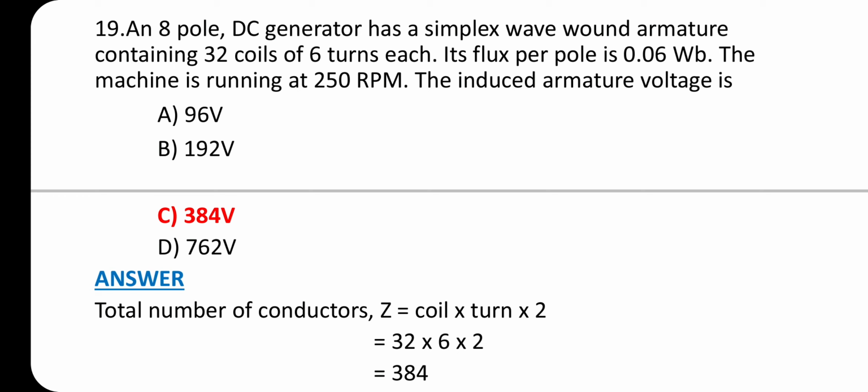Question number 19. An 8-pole DC generator has a simplex wave-wound armature containing 32 coils of 6 turns each. Its flux per pole is 0.06 Weber. The machine is running at 250 RPM. The induced armature voltage is. Answer is option C, 384 volt.